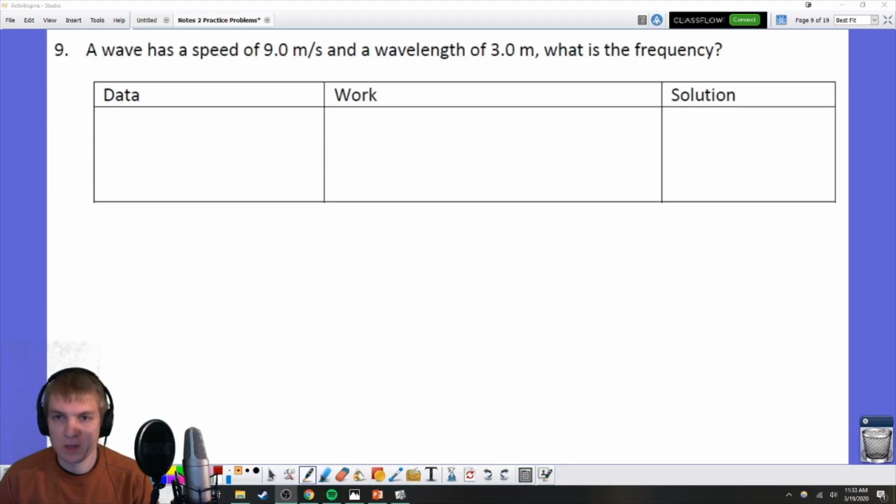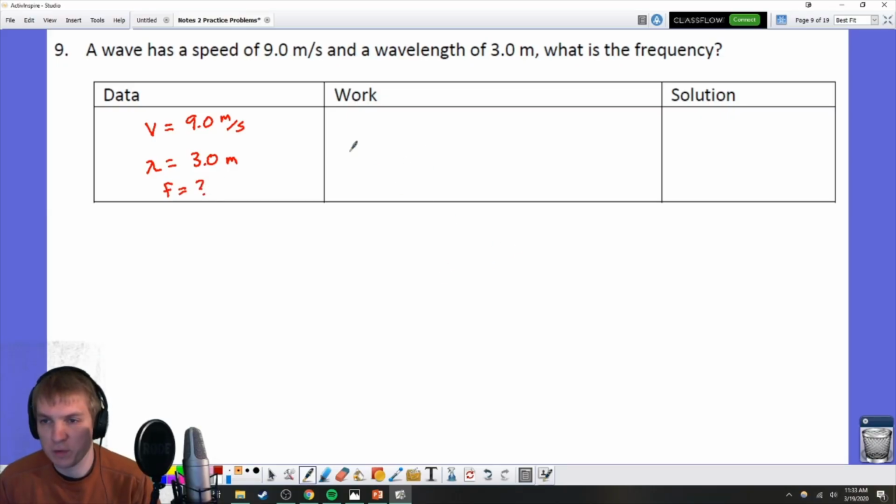Practice problem 9 says a wave has a speed of 9.0 meters per second and a wavelength of 3.0 meters. What is the frequency? So let's go ahead and write down some numbers. We have 9.0 meters per second, and that is our speed. And again, we're writing speed as the letter V now. And wavelength is this lambda symbol, and that is going to equal 3.0 meters. And frequency, well, we don't know. That's what we're looking for.